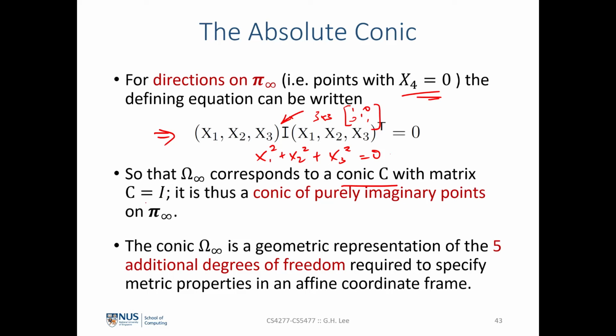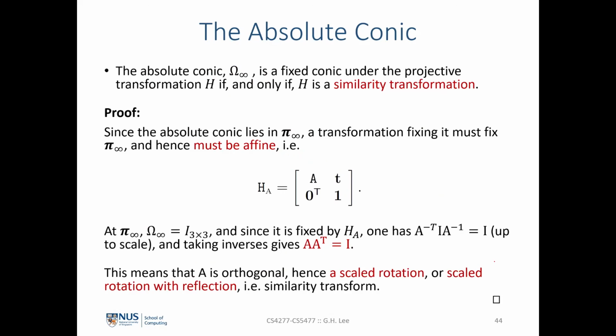And this is a conic of purely imaginary points on pi infinity. What this means is that it actually doesn't exist physically. We won't be able to see it in the real world because these are purely imaginary points. And the conic is a geometric representation of 5 additional degrees of freedom required to specify metric properties in an affine space. So one of the properties of the absolute conic is that it must remain fixed under a projective transformation H if and only if H is a similarity transformation.